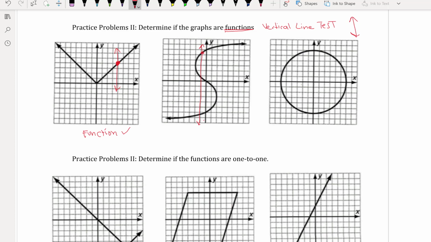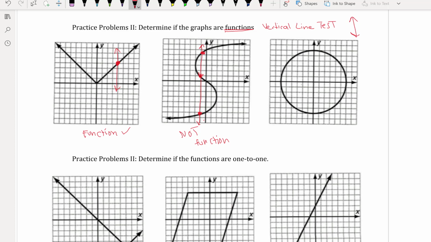So when I draw a vertical line, it crosses it here, here, and here. So it looks like it crosses at 3 different points. So this is not a function. Very poor example of it trying to be a function.